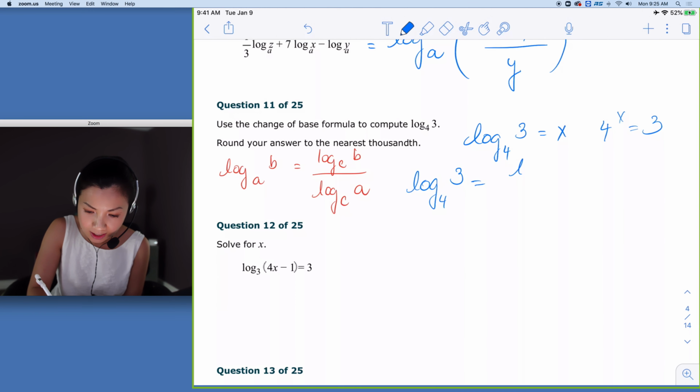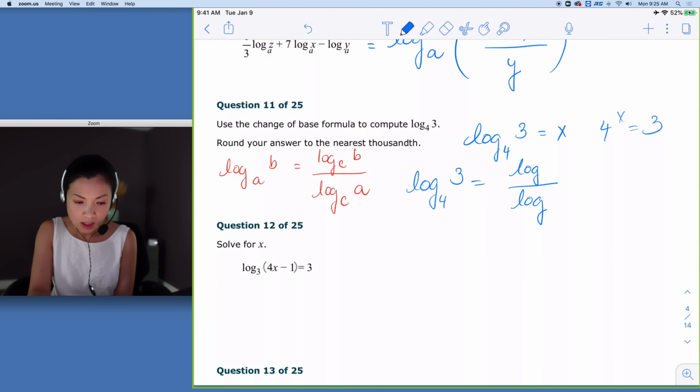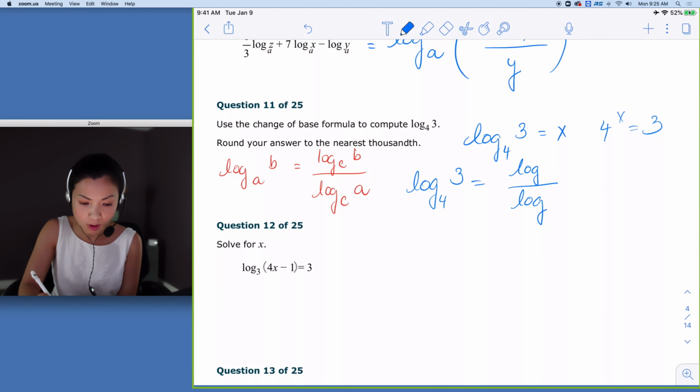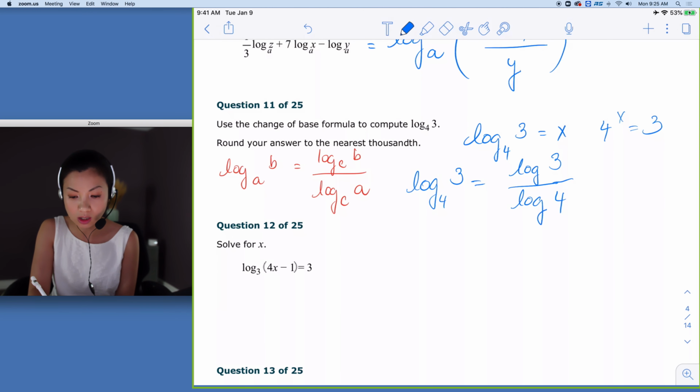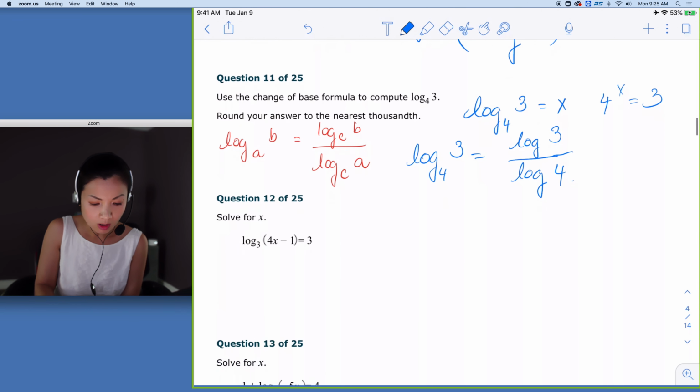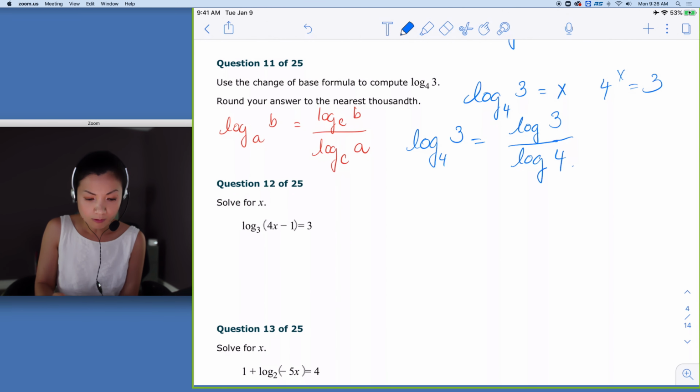Okay, so we want to rewrite. Technically I can just put log over log, and the base, which is 4, is going to be on the bottom, and the argument is going to be on top. So then you can use your calculator for it. Log 3 divided by log 4.